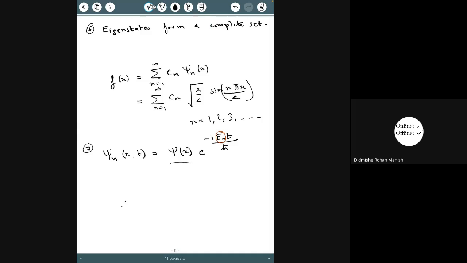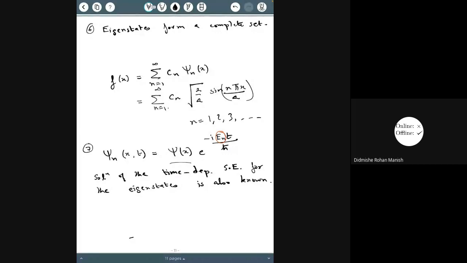So this means that the solution of the time dependent Schrodinger equation for the eigenstates is also known. But what if you don't have an eigenstate? If there is a non-stationary state, can we solve the time-dependent Schrodinger equation for this problem?